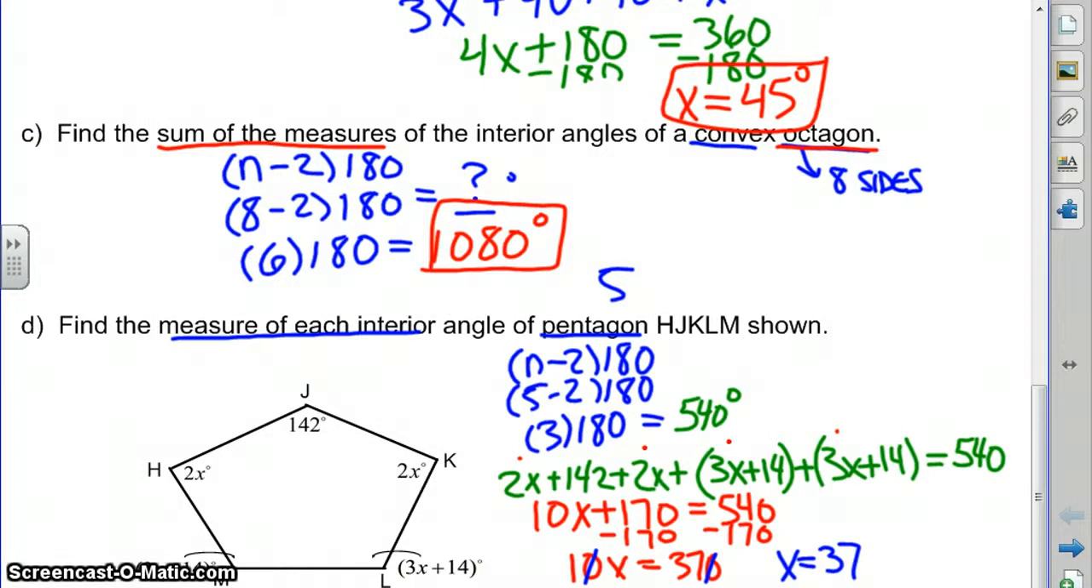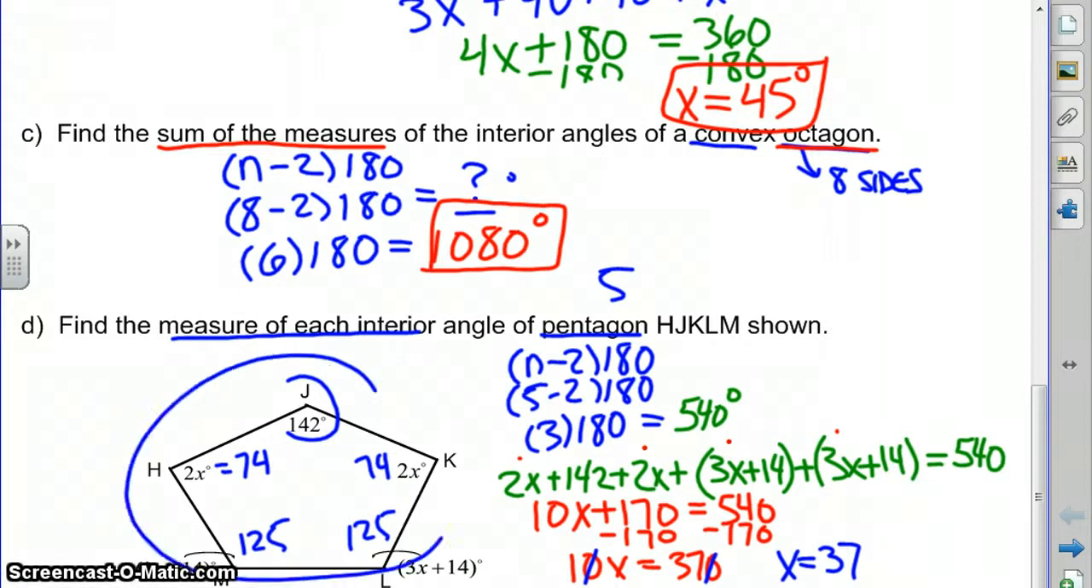and look at my original problem. 2 times x, so 2 times 37 is going to be 74. I know that k is also going to be 74 degrees. This one, j, I know. It's 142. I also have 37 times 3 plus 14, which is 125 degrees. And 125 degrees. I have now answered the whole problem. I've answered the full question, which was to find the measure of each interior angle.